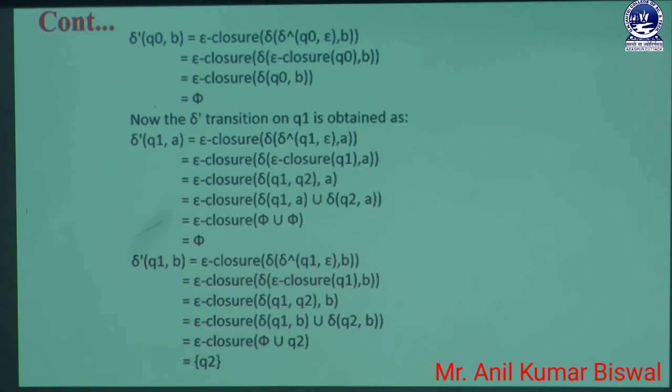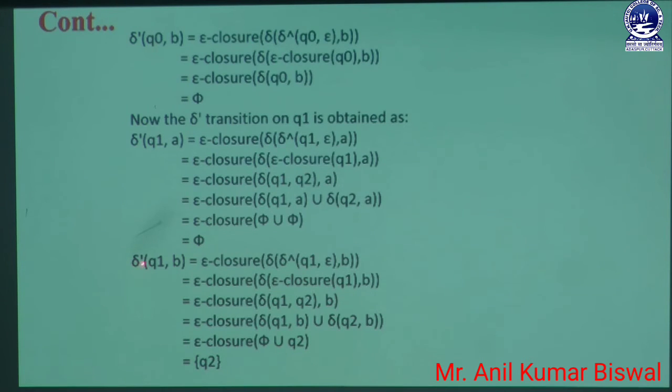Whenever we put input symbol A to state q1, we never get any next state, so it is denoted as phi. Similarly, whenever we put A to state q2, there is no movement and no new state is created, so it is denoted as phi as well. Phi is denoted as a non-existent state. Then we find its epsilon closure: the epsilon closure of phi union phi is the same phi, there is no state created when we put q1 with input symbol A.